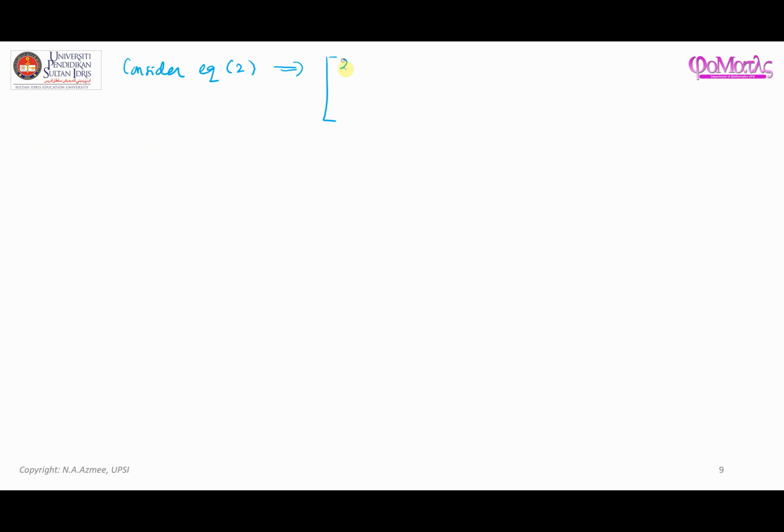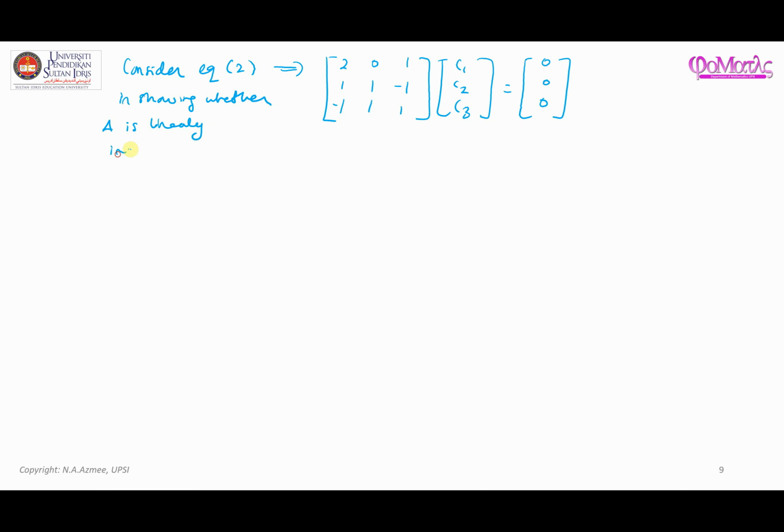So here we have 2, 1, negative 1, 0, 1, 1, 1, negative 1, 1. So here is C1, C2, C3. This is vector 0. Consider equation 2 in showing whether A is linearly independent or not. Okay, so this is the starting point.